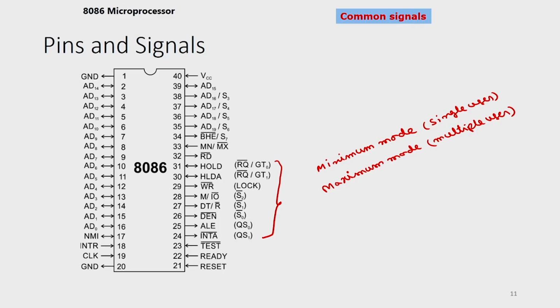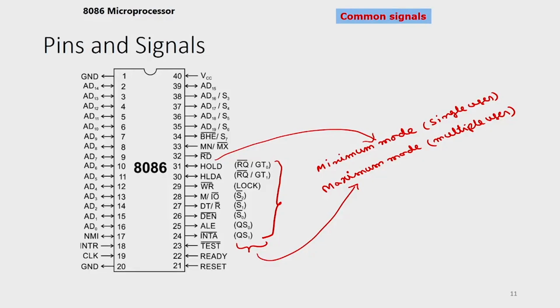In any case, except these 8 signals, the remaining signals are common whether it is minimum mode or maximum mode. This set of signals is only for maximum mode, whereas this other set of signals are minimum mode signals. We will discuss the functions of each pin. In the next class, first I will discuss the minimum mode signals. Maximum mode signals we will discuss later.